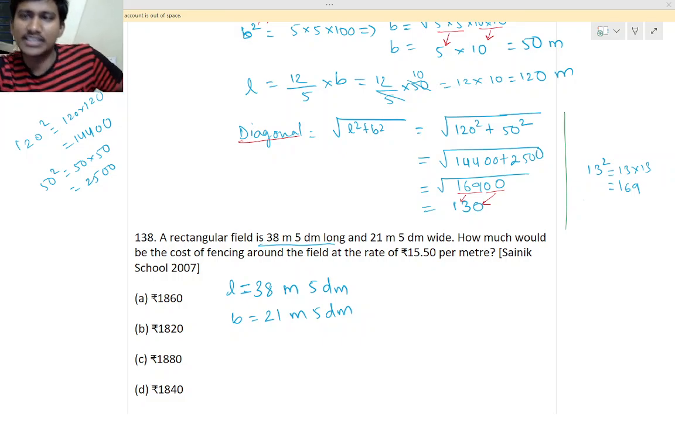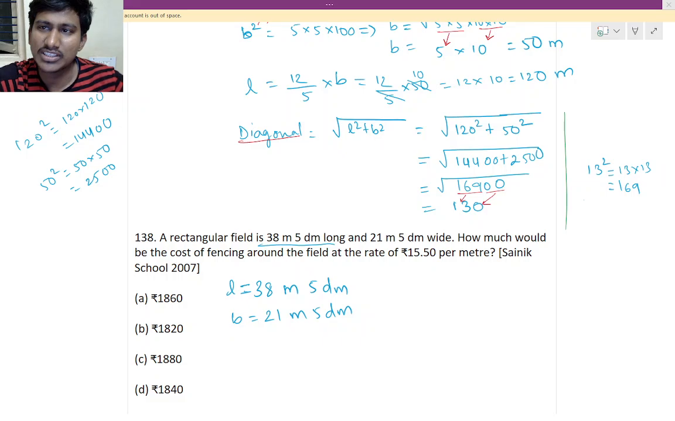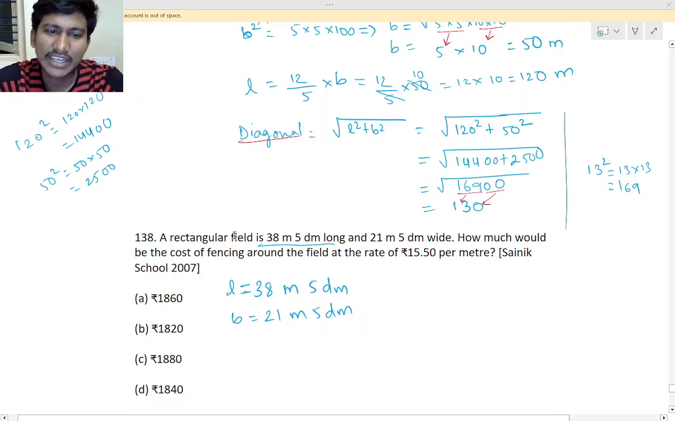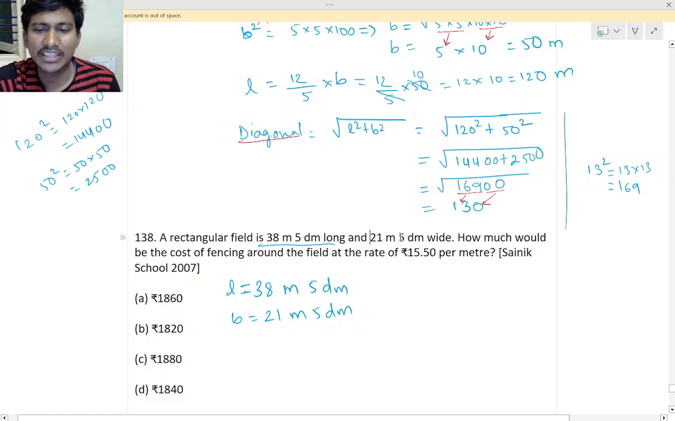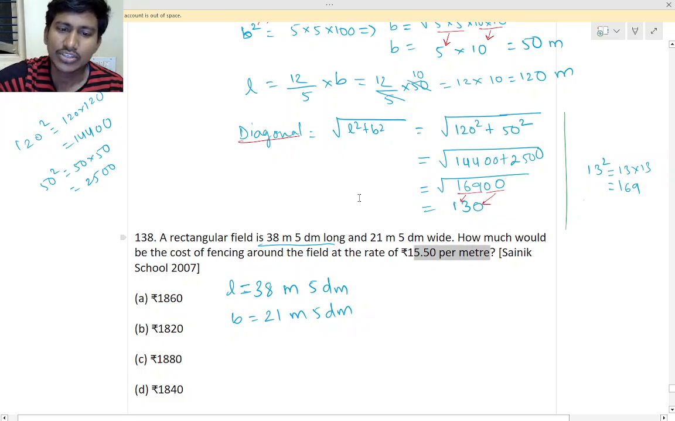So students, next question, actually it is conversion, otherwise it is very easy. A rectangular field is 38 meter and 5 decimeter long and 21 meter 5 decimeter wide. How much would be the cost of fencing around the field at the rate of 15 and a half rupees per meter? Okay, so they have given in meter and decimeter, so we have to convert it into meter first.